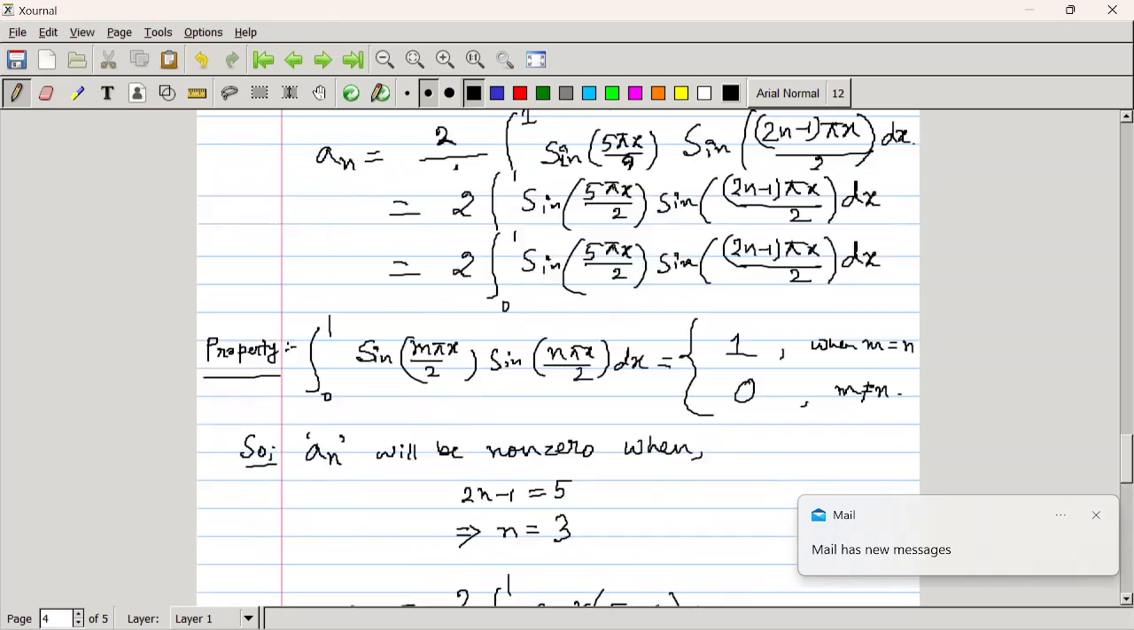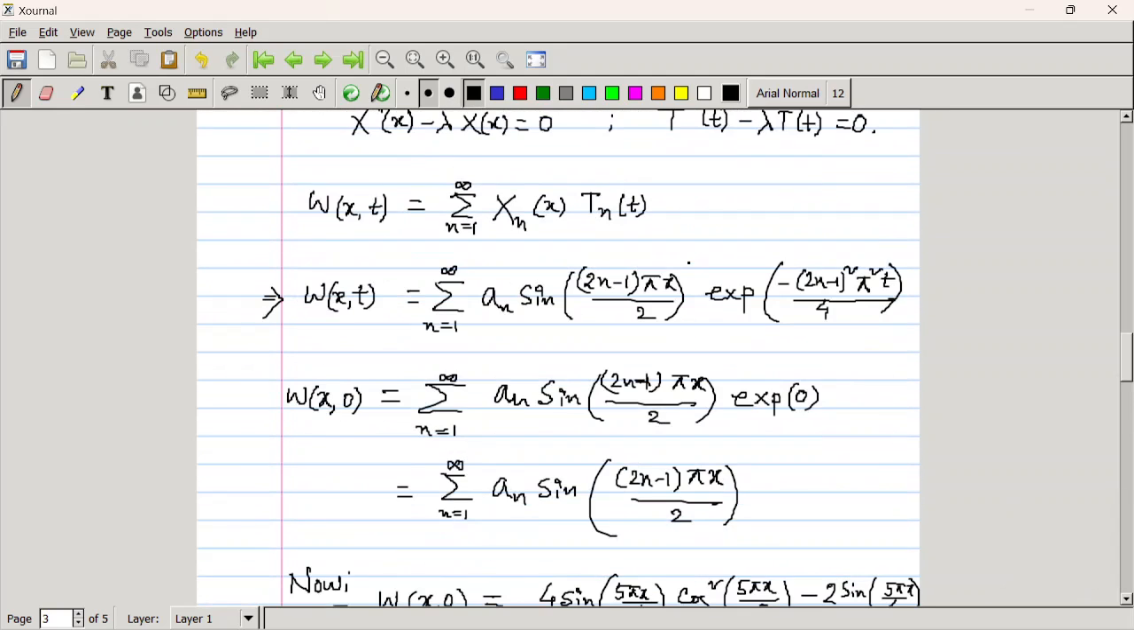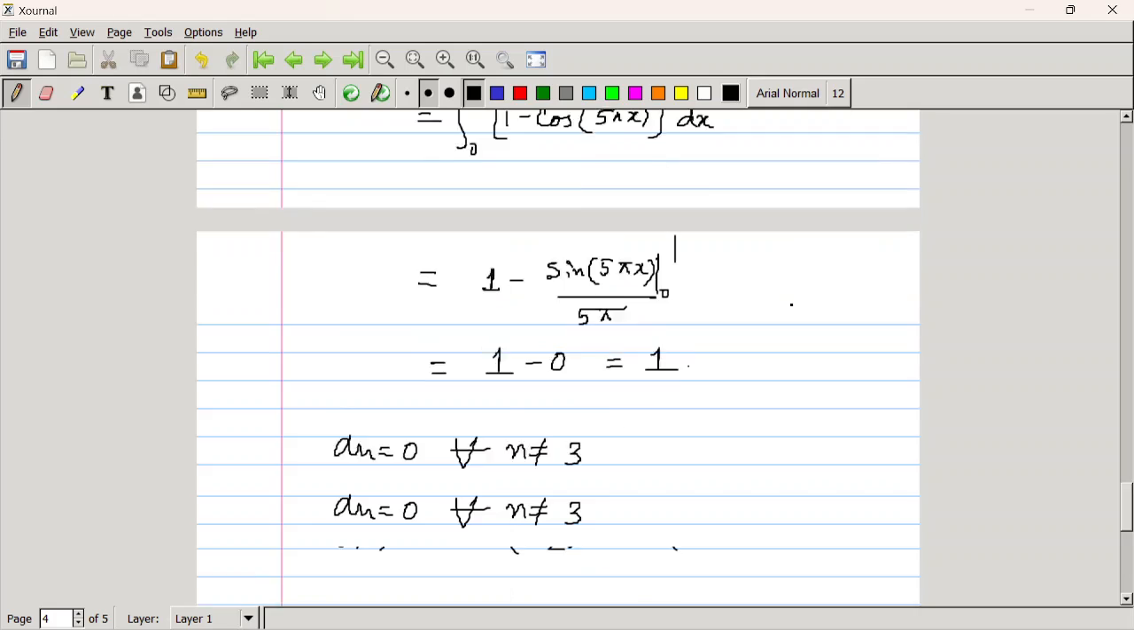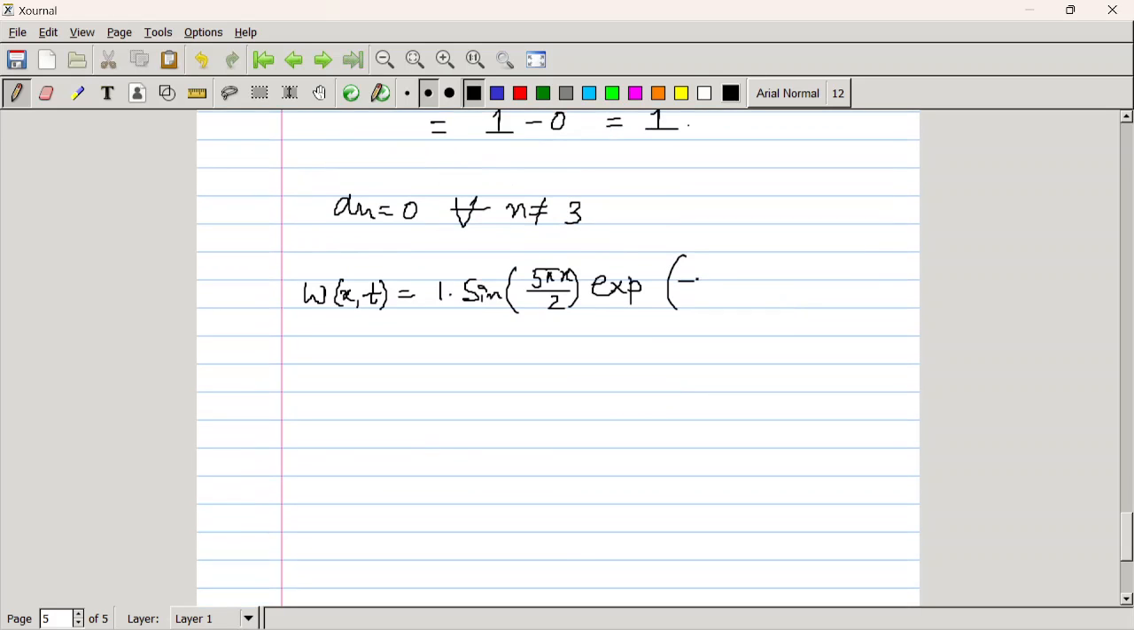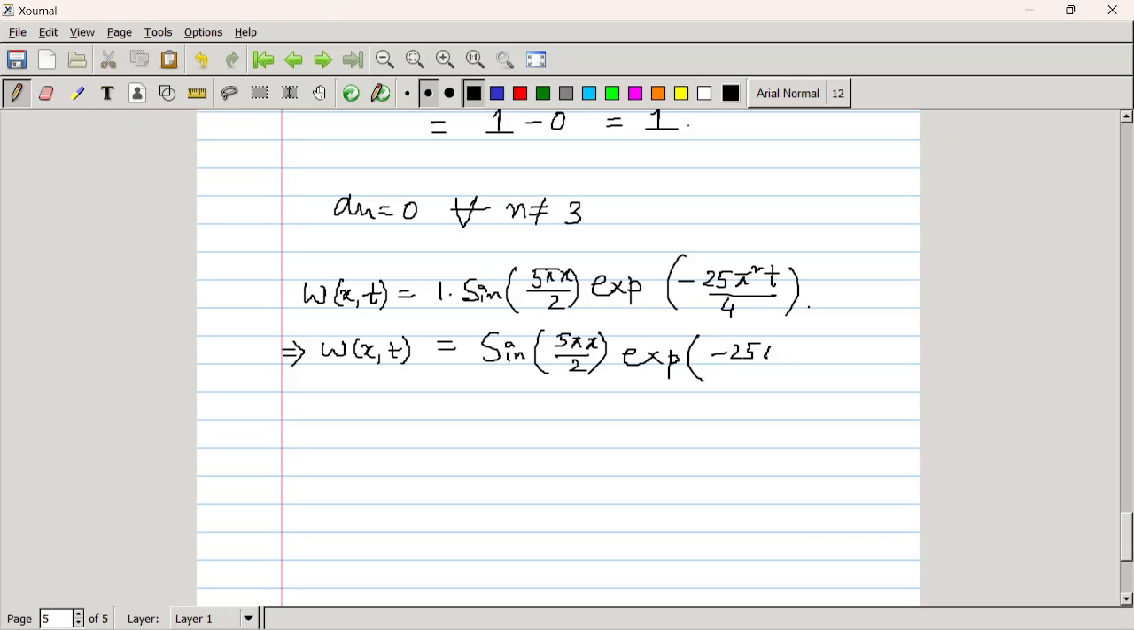So in the exponential I have minus (2n minus 1) whole square pi square t by 4. For n equal to 3 that means 5 square, which is 25, so minus 25 pi square t by 4. This is my w, this is the answer. So w of x comma t is sine 5 pi x by 2 into exponential minus 25 pi square t by 4. Okay, so this is the answer.